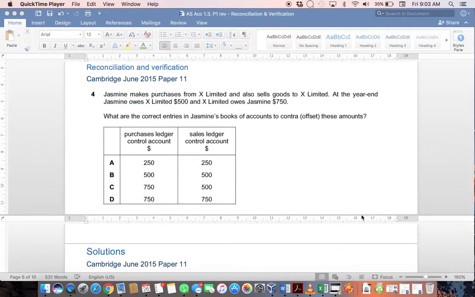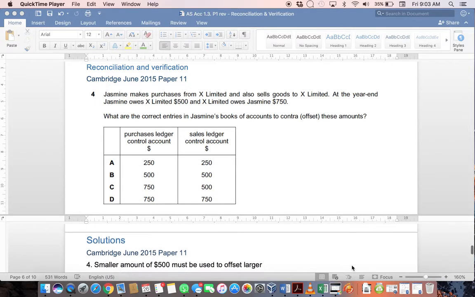Well, quite simply, over here you have a situation where one amount is owed and another amount is owing. And the only way that you can really do it in a sensible fashion is you just take the smaller amount, in this case the $500, and you remove it from the supplier account, because X Limited is Jasmine's supplier. So you remove it from the supplier account, and at the same time you remove $500 from the customer account to bring that $750 down to $250.